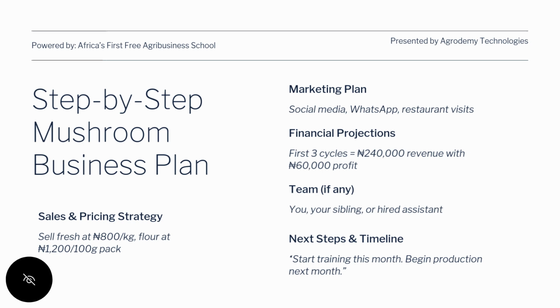And what are your projections? Your first three cycles, on the basis that you are making 80,000 naira per cycle, should give you 240,000 in revenue, of which 60,000 naira is your profit, right? And team: if you have a team, you state it, whether it's you and your siblings, or you hired an assistant. And then what are your next steps, to begin production and to start training?